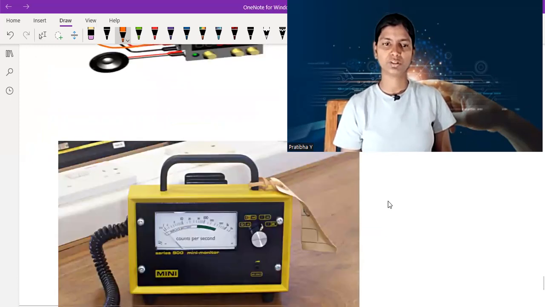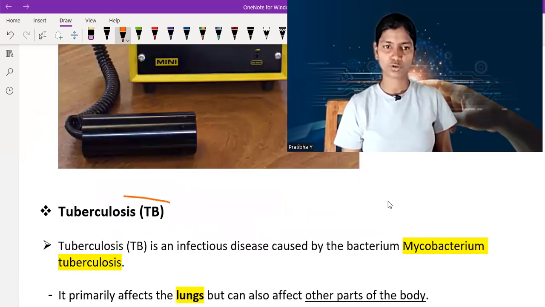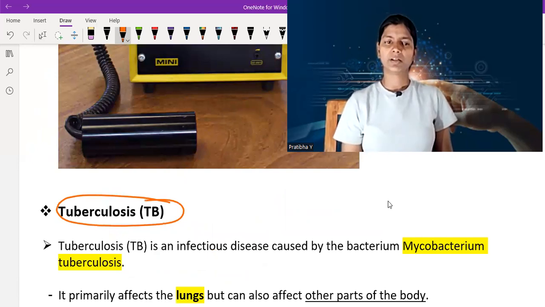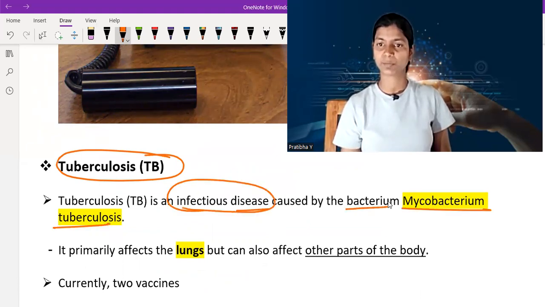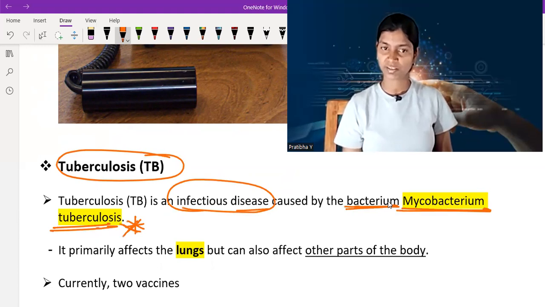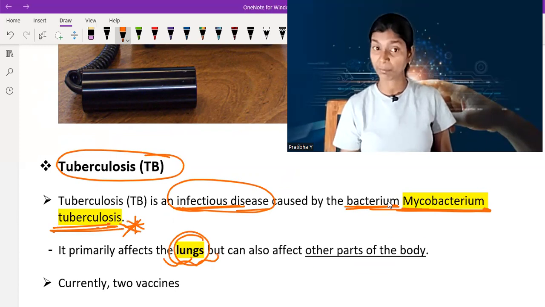Now let's move on to the next topic called tuberculosis or TB. Tuberculosis is an infectious disease caused by the bacterium Mycobacterium tuberculosis. Remember the name of the bacterium, Mycobacterium tuberculosis. It primarily affects the lung, but can also affect other parts of the body.